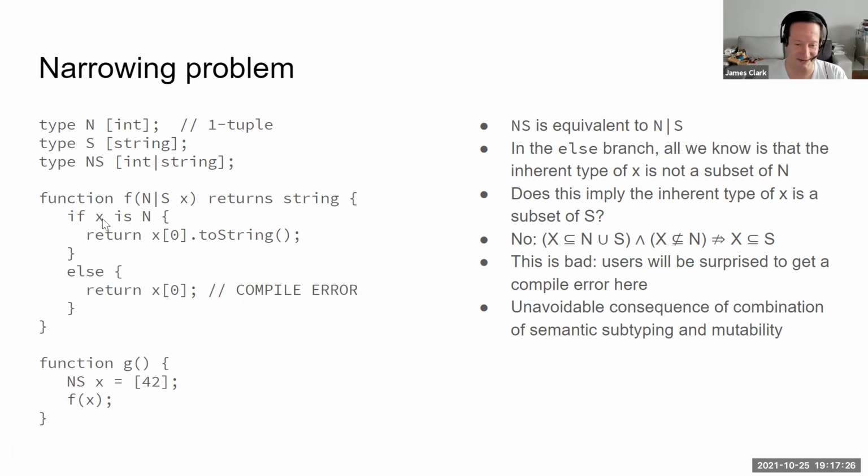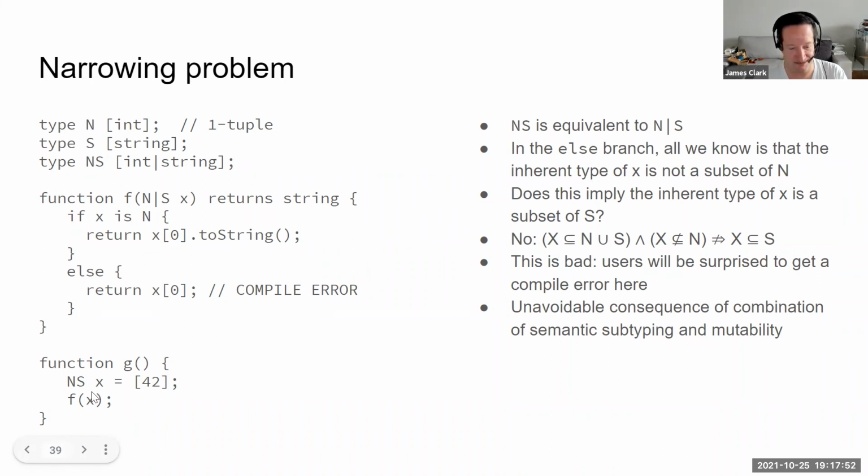Now you might think, and in fact I did think for a while before I figured it out, that it was safe to narrow x to s here. So this is n or s, right? So this is an n, so we can just make x be s here, right? You might think. But this doesn't actually work, and this actually has to be a compile time error.